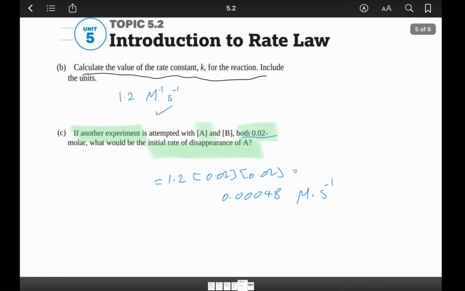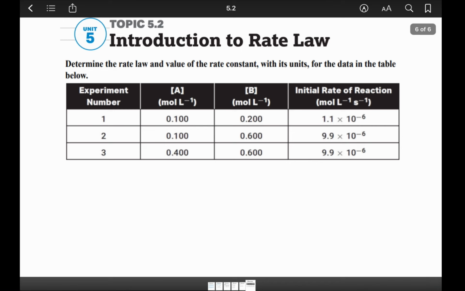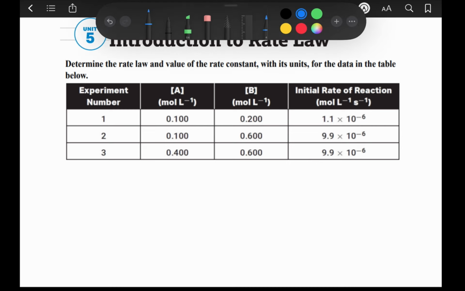Okay, let's test your knowledge with another example. If you look at this one here, I'm going to write the rate law and the rate constant with its unit. In order to calculate the order of A, we need different concentrations for A and identical concentration for B. So we notice that 2 and 3 are the best choice for that.